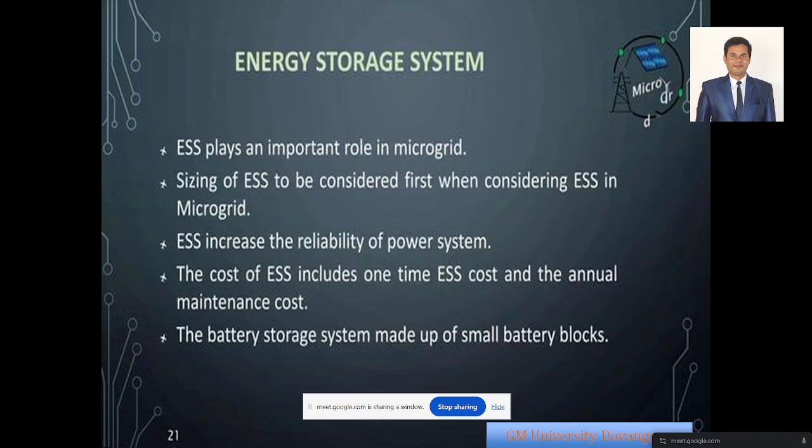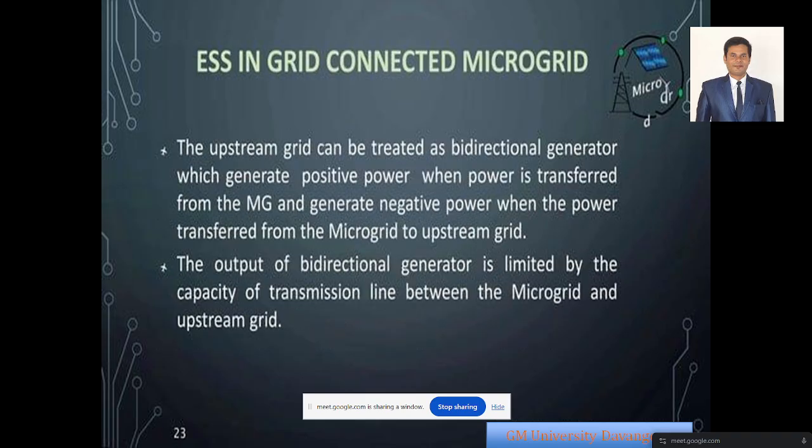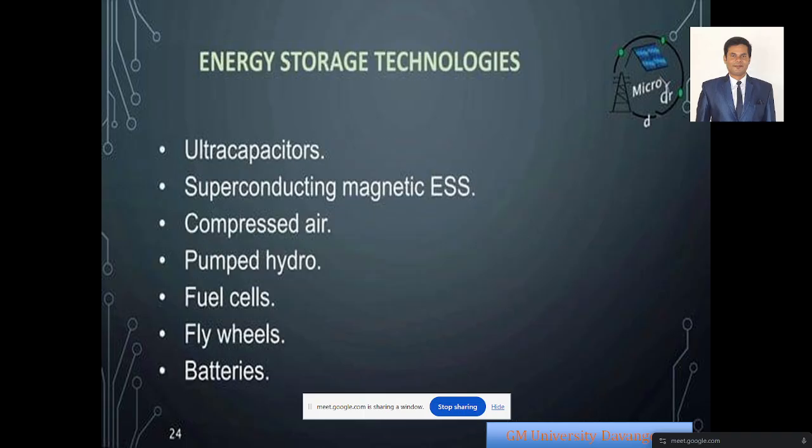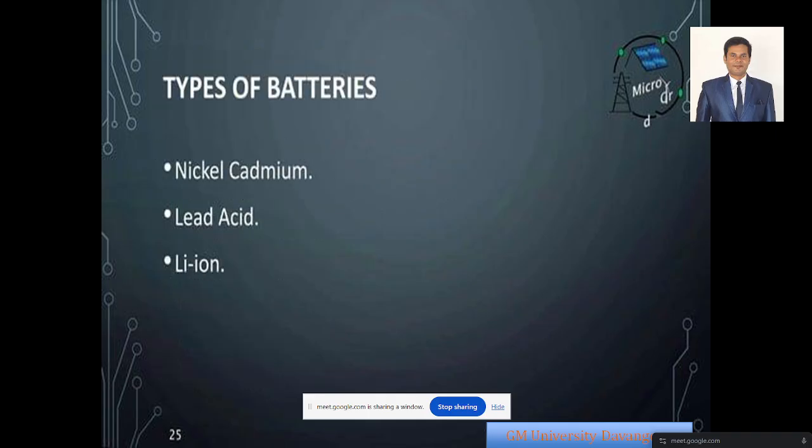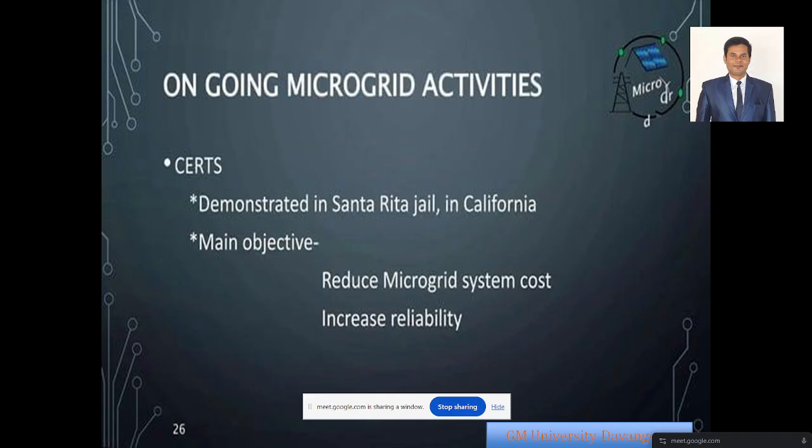All right. So this is the energy storage in the microgrids, right? Energy storage technologies we have: the ultracapacitor, superconducting magnetic energy storage, pumped hydro storage, the flywheels, the batteries, right? So these are the various types of batteries, right? Regarding ongoing grid activities, many people are demonstrating their own things in California. The objective is to reduce the microgrid system cost, right, and increase the reliability, right? These are the ongoing projects.